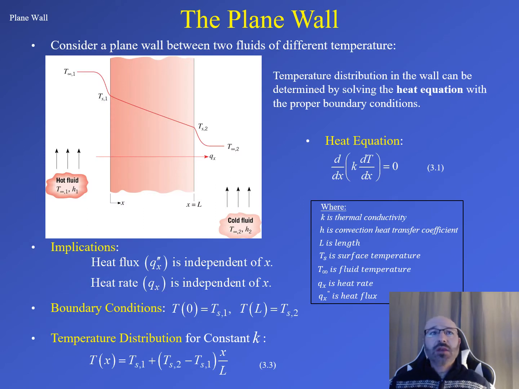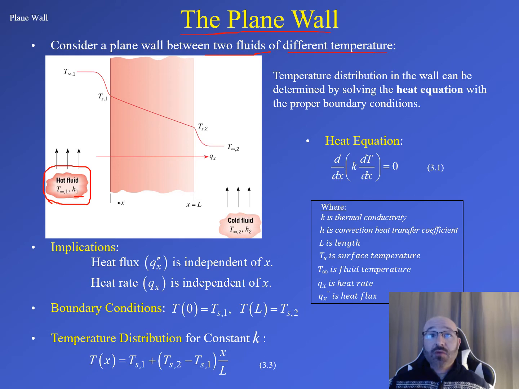So let's take a look at the plane wall. In this example, we're going to consider a plane wall with two fluids, each at different temperatures, acting on either side of the wall. We can see in this diagram that on the left-hand side of the wall, we have the hot fluid temperature with a value given as T infinity comma 1. And we have an h value of h1, where h is the convection heat transfer coefficient.